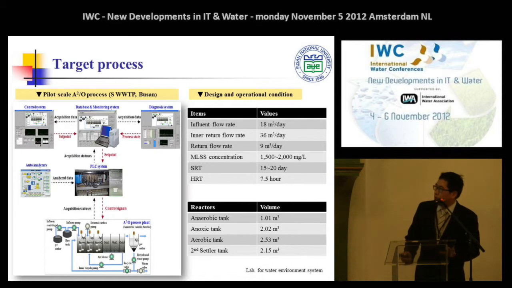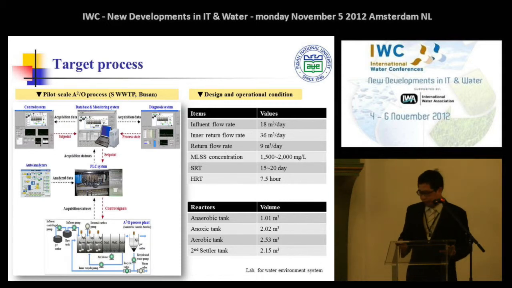The influent flow rate of the A2 process is about 18 cubic meters per day, and the internal recycle and external recycle flow rates were operated proportionally to the influent flow rate. Each reactor volume is like this value.